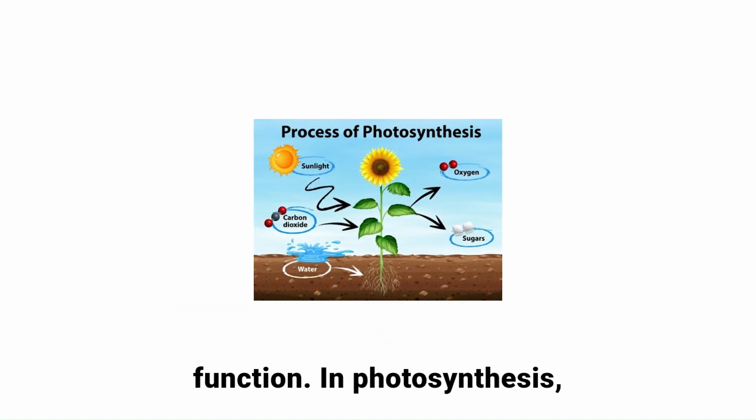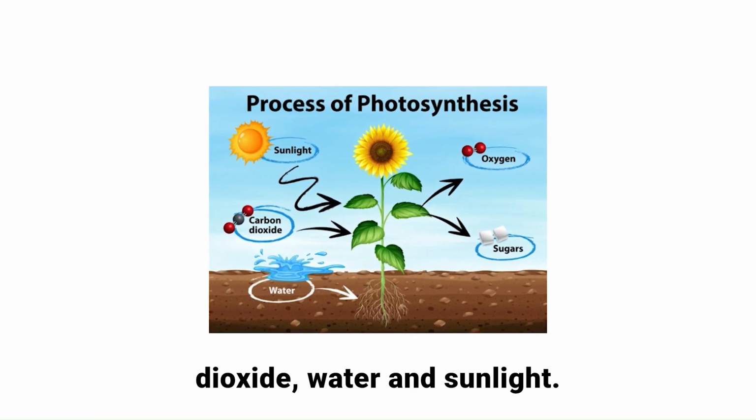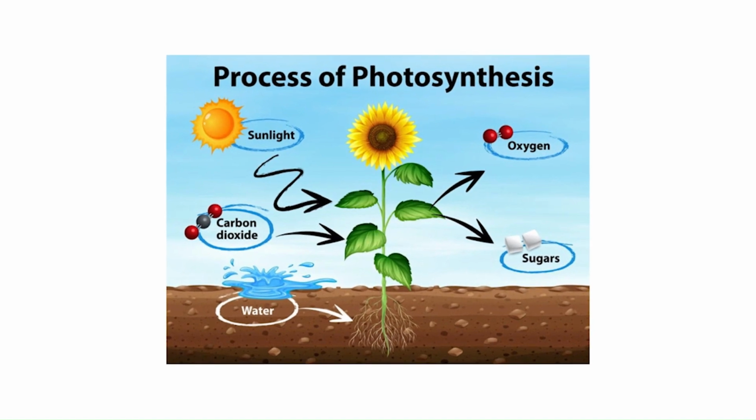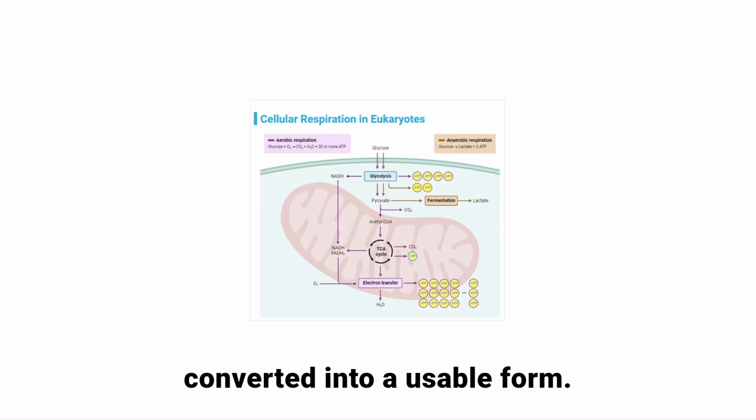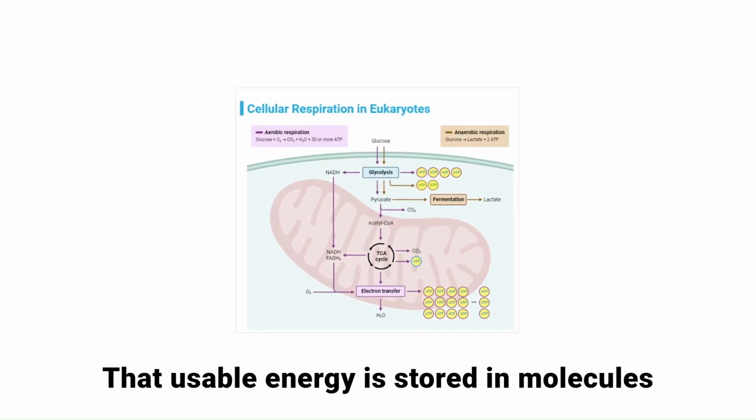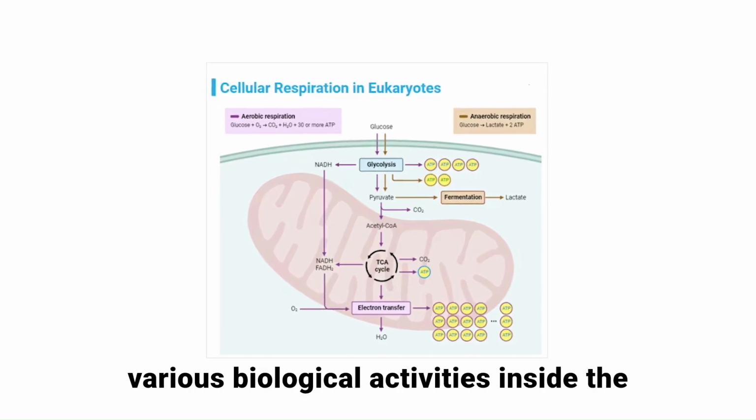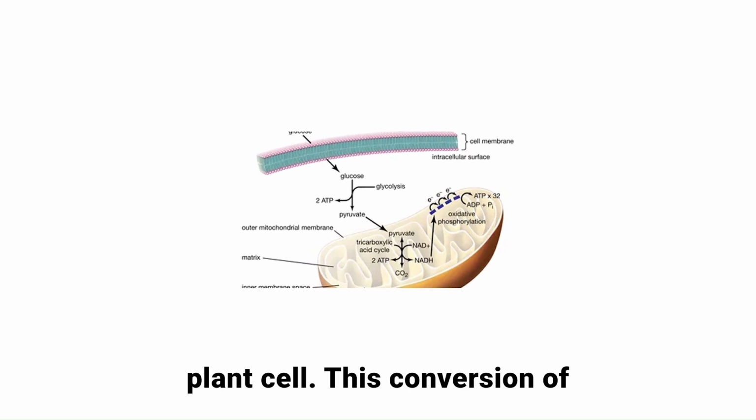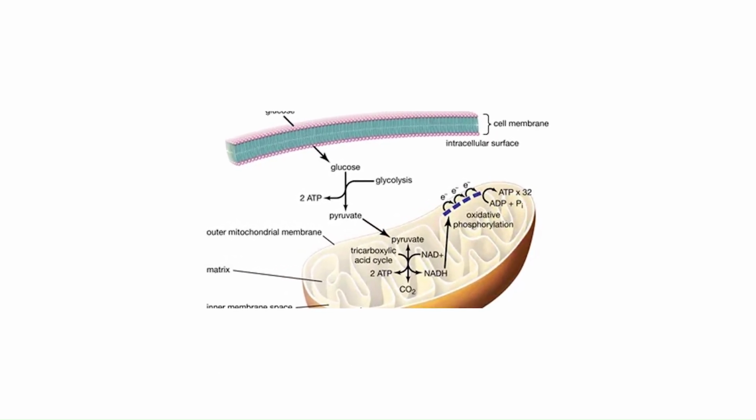In photosynthesis, plants manufacture glucose using carbon dioxide, water, and sunlight. But just making food is not enough. The energy stored in glucose needs to be converted into a usable form. That usable energy is stored in molecules called ATP, which are used to power various biological activities inside the plant cell. This conversion of glucose to ATP happens through the process of cellular respiration.